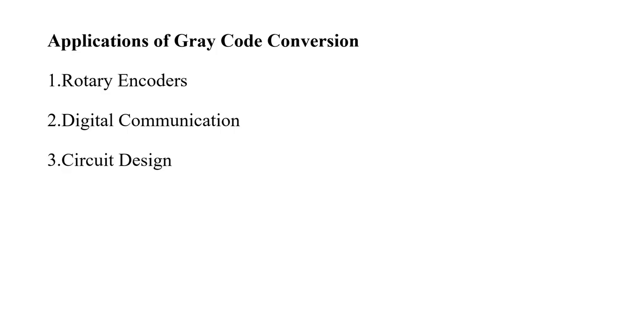Applications of Gray code conversion. First is rotary encoders. Here the Gray code will minimize the errors in position detection. The second is digital communication. Gray codes are used in error correction and noise-resistant data transmission. And the third is circuit design, where it will reduce the likelihood of glitches in digital circuits.